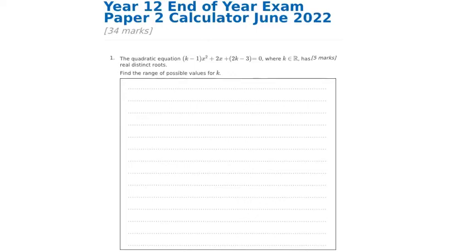Year 12 End of Year Exam Paper 2 Calculator, June 2022.